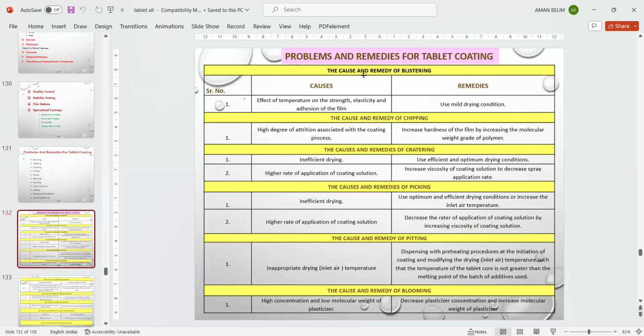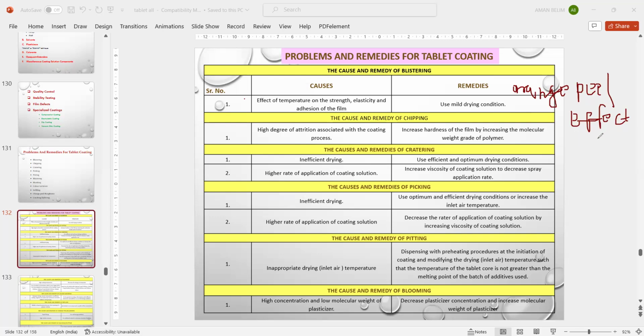For coating, the first and most important one is the orange peel effect. What is the orange peel effect? Inadequate spreading of coating solution. Yes, very good. Inadequate spreading of the coating solution, right?